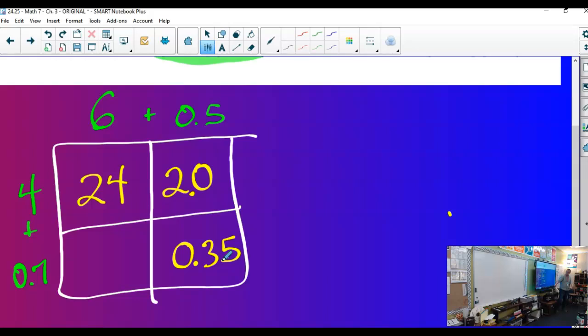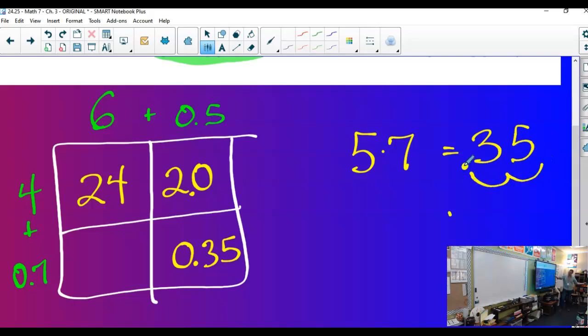Izzy? You do 5 times 7, because it's like Battleship, right? 5 and 7. And then that is 35. And then there are 2 decimal places, so you put the decimal point 2 places in front of it. So now we've got 2 decimal places. Boom.